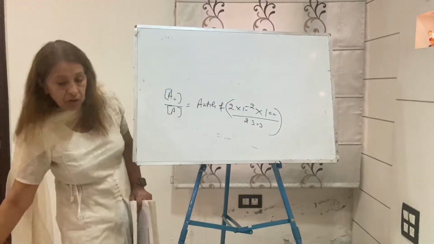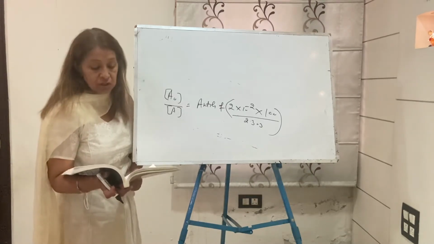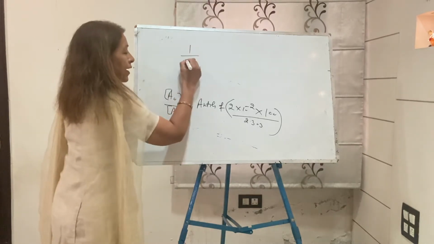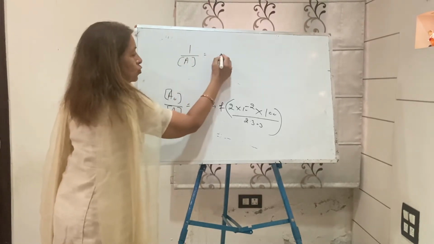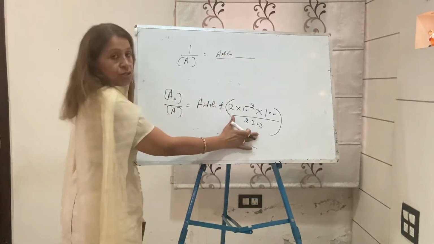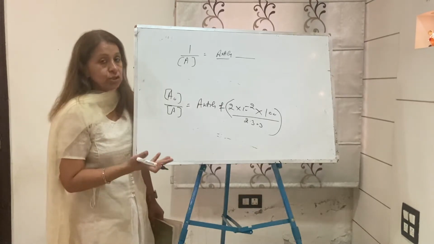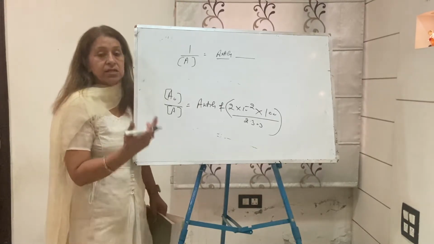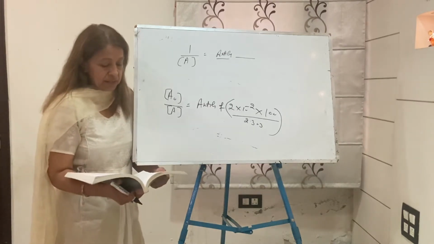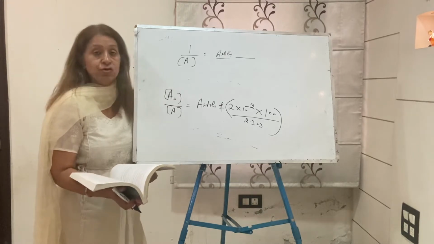And what is A naught? A naught is given, its initial concentration is 1 mole per liter. Your next step is A naught by A is equal to the antilog of this calculation. After that you can calculate A, and A is the concentration which is left. Now in the same type there is numerical number 25. Same category, you attempt numerical number 25 yourself.